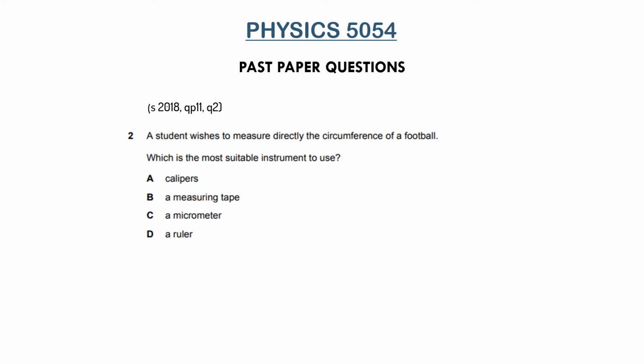So whenever we have to measure a curved surface like the circumference of a football, or of any smaller or bigger object, say the dome of a masjid, in cases like that we always use a measuring tape, because that is the only measuring instrument that we can bend. And obviously when we measure the circumference, we have to bend the tape so that it covers exactly the entire circumference of the football. So the answer for this is a measuring tape, because we need to be able to bend it.